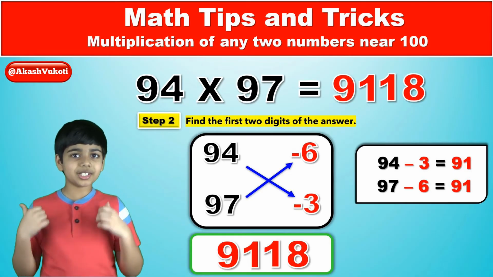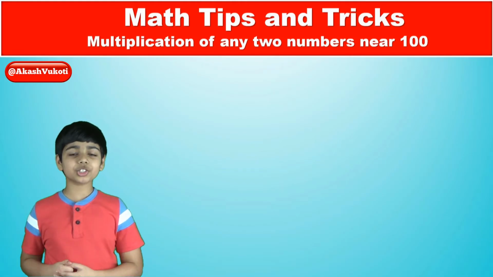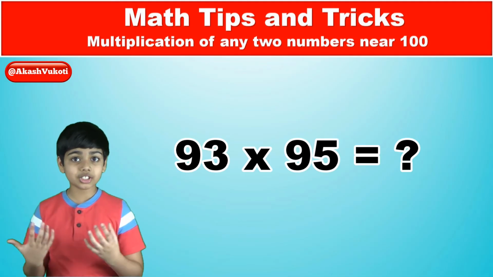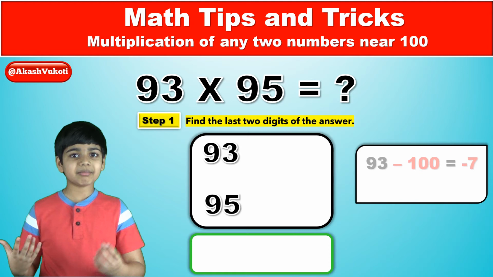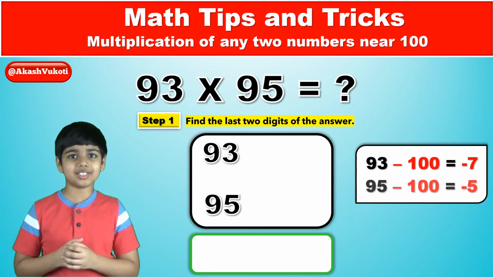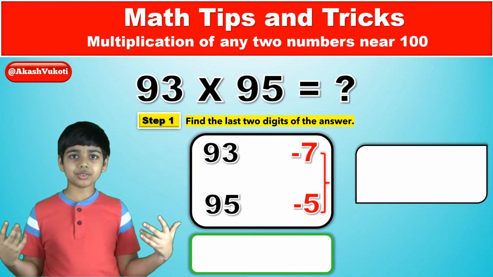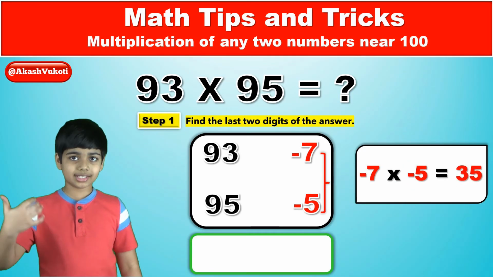Next, let's do another one to really get a grip on this trick. Let's try to solve 93 times 95. We take the difference between these numbers and 100, getting negative 7 and negative 5 respectively. We write these down. Next, we multiply both of these numbers together, getting 35, which are the last two digits of our answer.